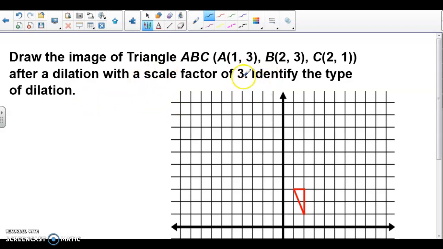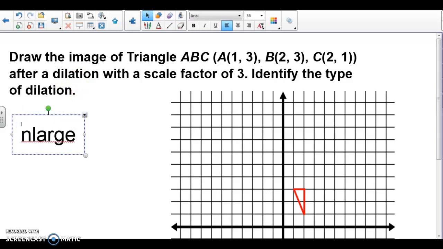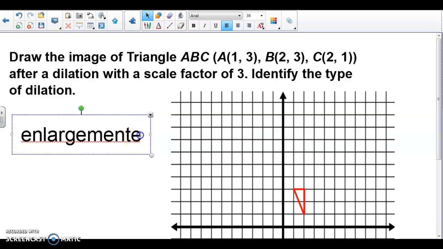Let's take care of identifying the type of dilation first. If it's a scale factor of 3, is it bigger than 1 or is it between 0 and 1? Well, it's bigger than 1, so that means it's an enlargement. So the type of dilation is an enlargement.